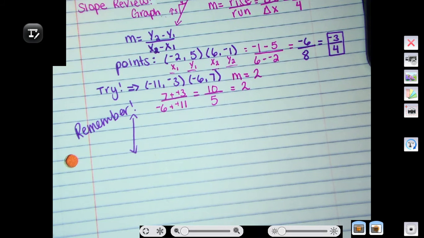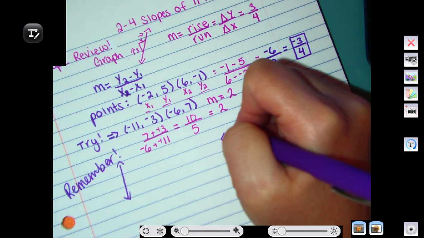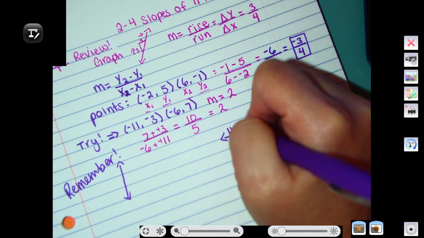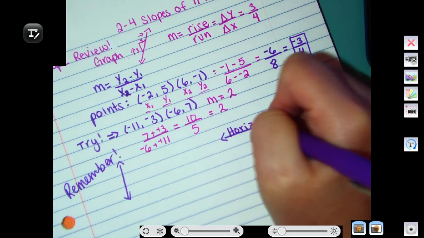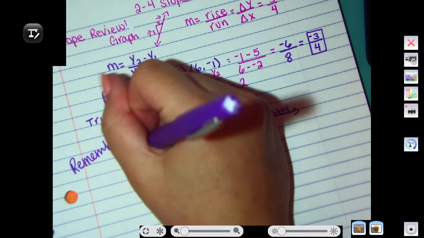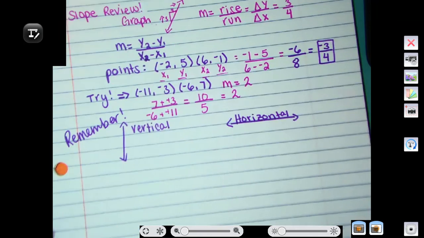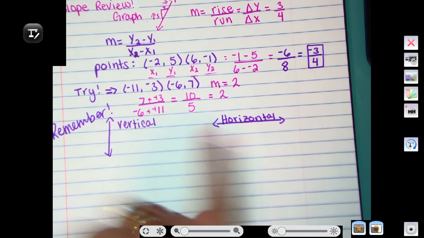Remember, this is a vertical line. And then I want you to remember what a horizontal line is. So we have a horizontal line. You have to remember the difference between those two. Again, this is from Algebra 1, but I want to remind you of this. So we have a vertical line, we have a horizontal line.